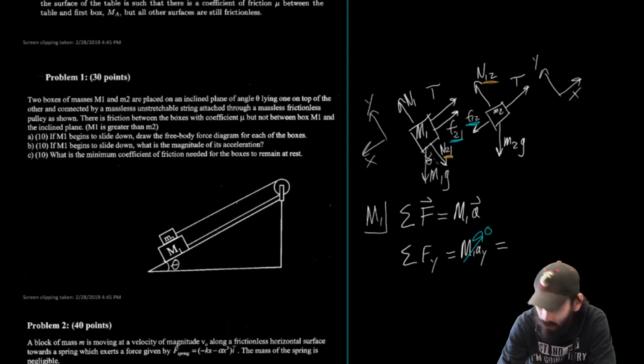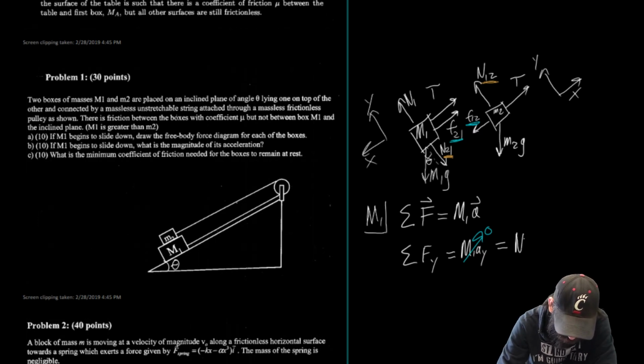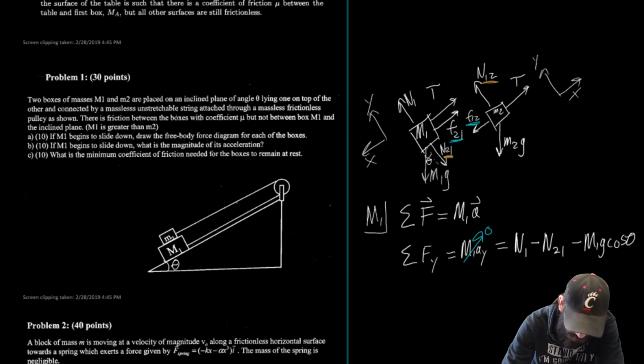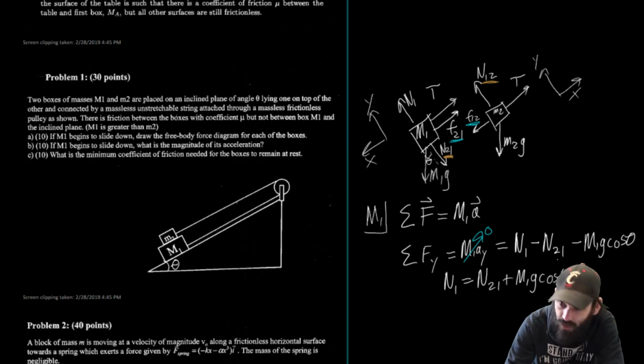Okay? So that says then in the y direction, we have N1 minus N21 minus M1g times cosine of theta, and this is going to be equal to 0. So this says that N1 is going to be equal to N21 plus capital M1g times cosine of theta.